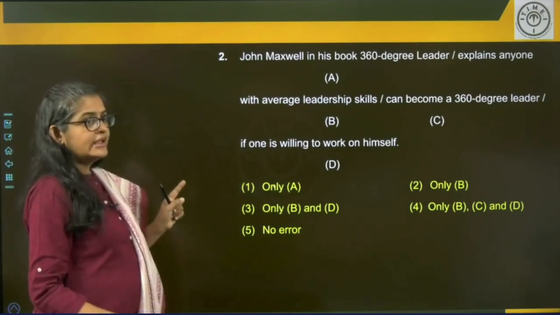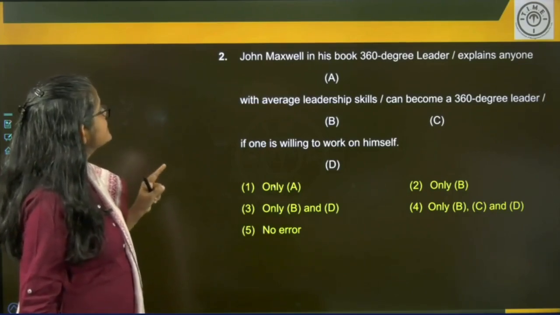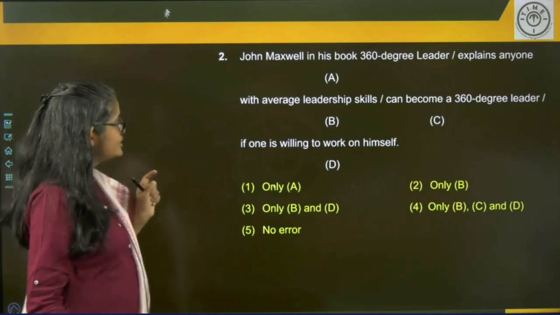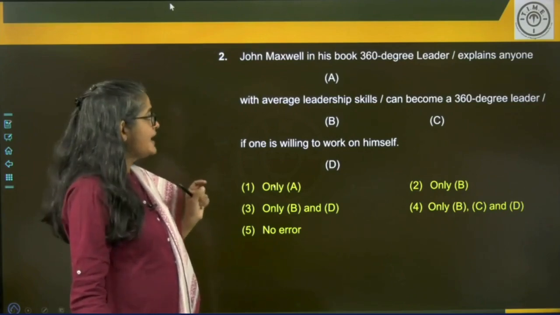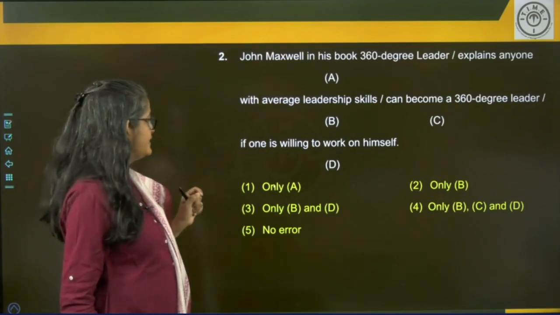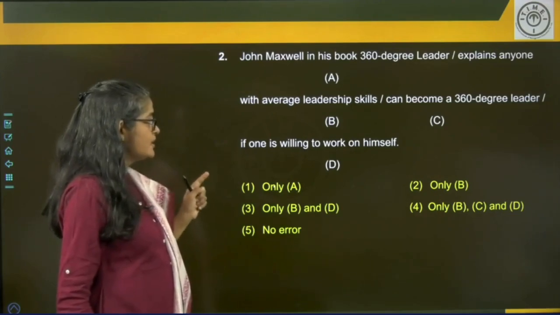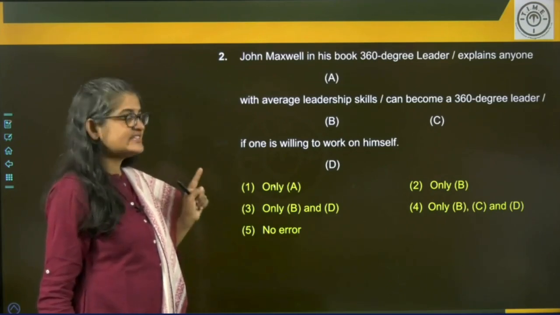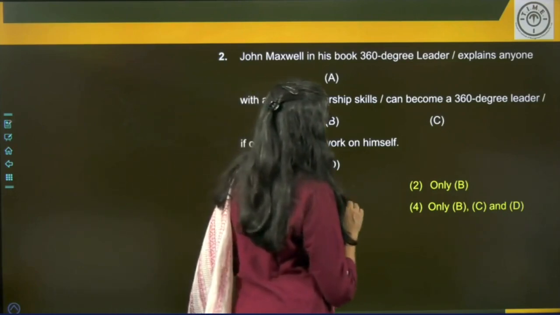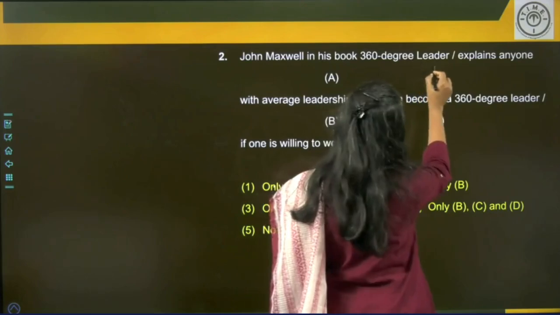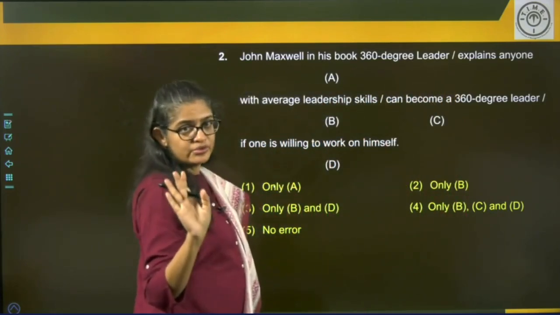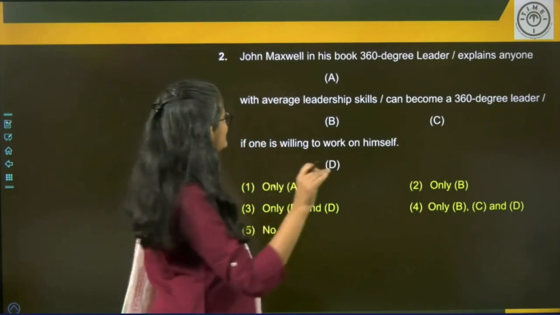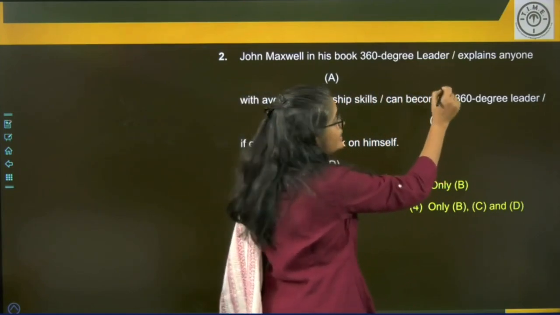John Maxwell, in his book 360-Degree Leader, explains anyone with average leadership skills can become a 360-degree leader if one is willing to work on himself. Have you spotted the mistakes? We'll read it again. John Maxwell, in his book 360-Degree Leader. Errors of punctuation we don't need to worry about. We could have some commas there, but we don't need to worry about that. Okay, so no mistakes here.